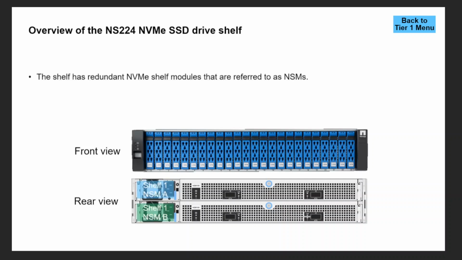The drives are managed by 2 NVMe shelf modules, the NSMs. These modules function like the IOM and SAS shelves. Instead of SAS ports, each NSM has 2 100 gigabit Ethernet ports that are labeled E0A and E0B. These ports can auto-range down to 40 gigabits for use with older 40 gigabit Ethernet network switches.